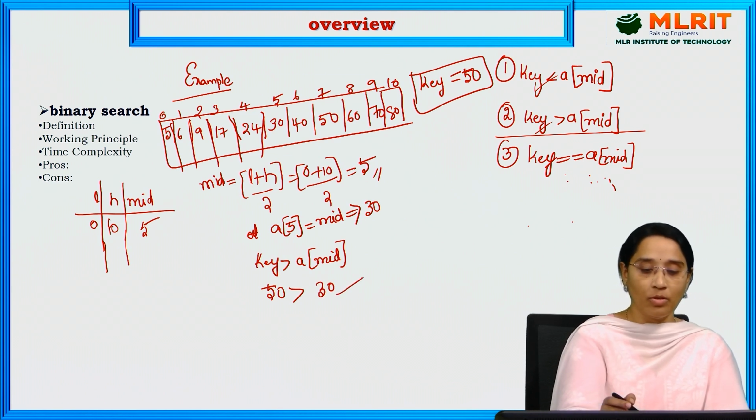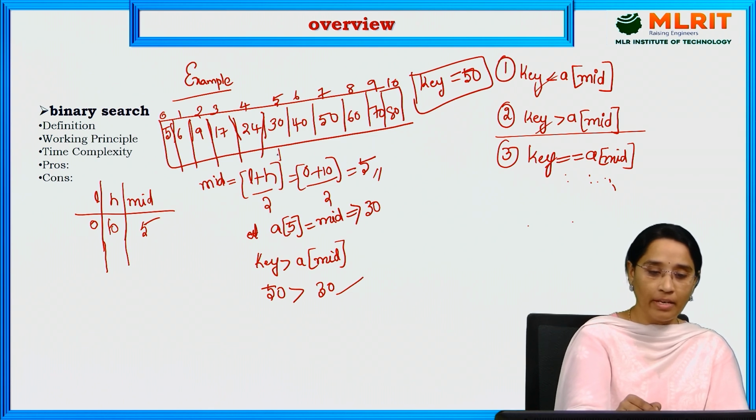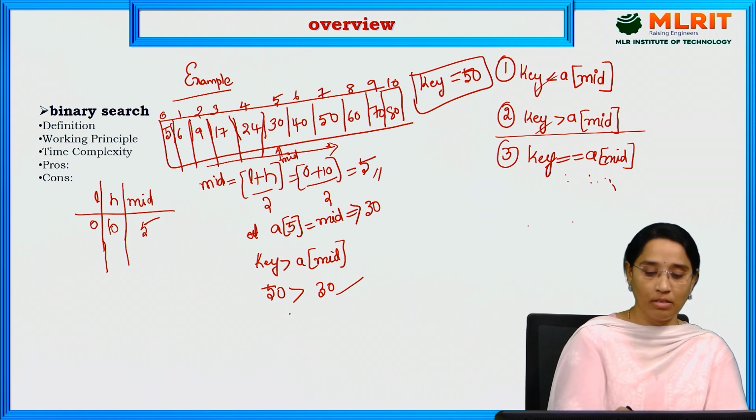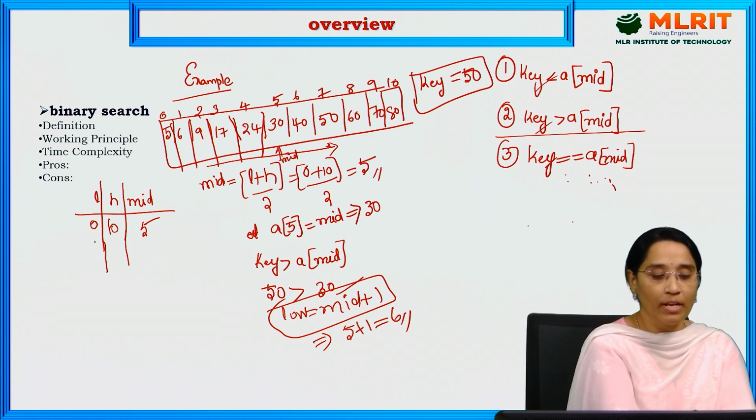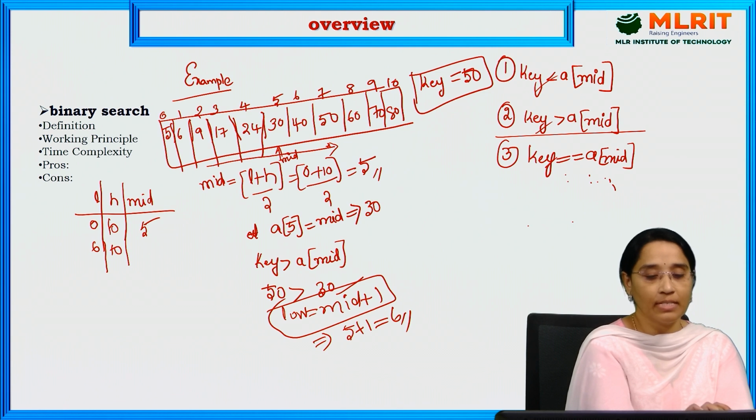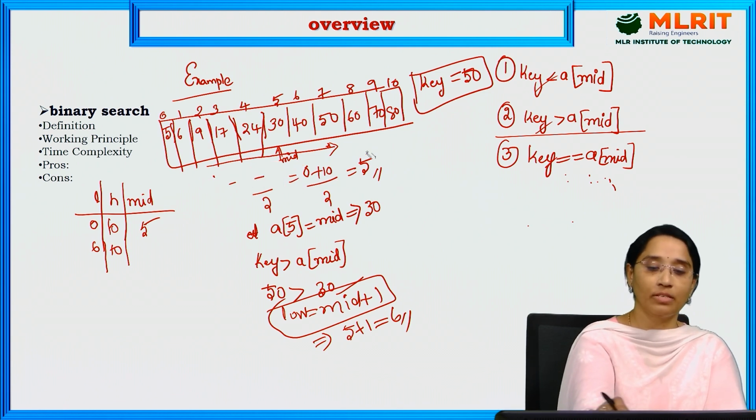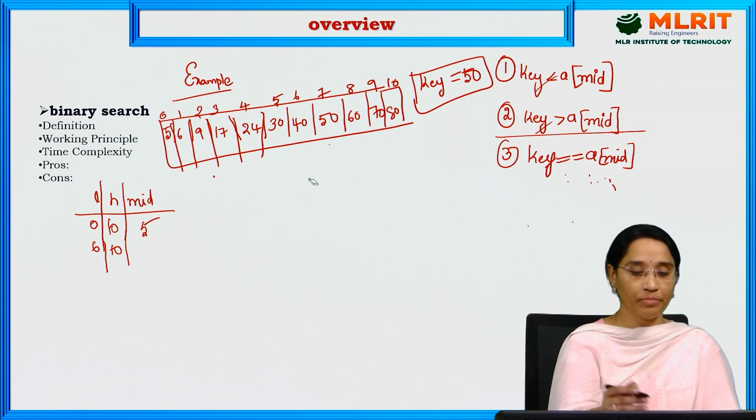Yes, it is true. So by this what we can say? Here you have the mid value and your key value is here. So you are moving towards this direction, means low is incrementing. That is low is equals to mid plus 1. Mid value is 5, 5 plus 1, that is 6. So now your low value is 6 and high value remains as it is. So this is your first one, whatever you are checking with the key value.